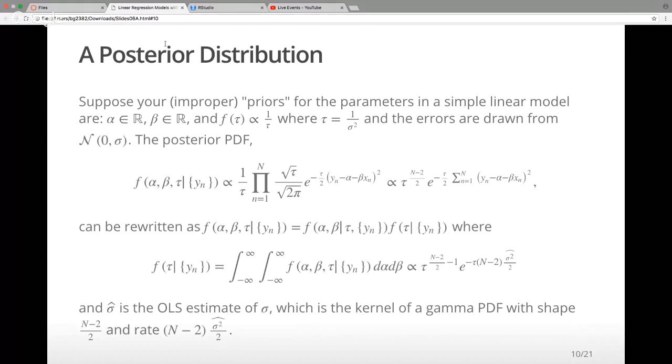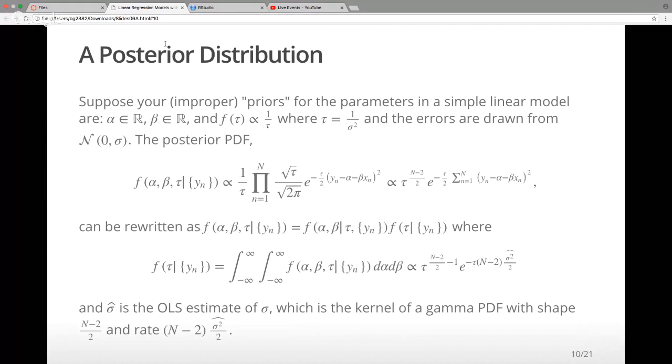So if we take this prior right here and multiply it by a normal likelihood, accumulated over all observations, y minus alpha minus beta times x, that's the residual squared, e, all this.